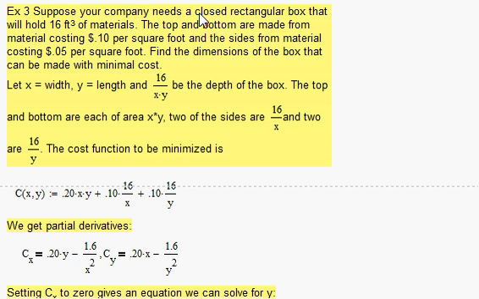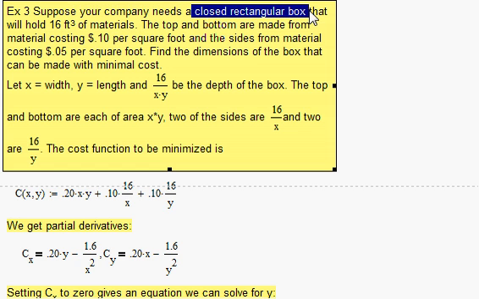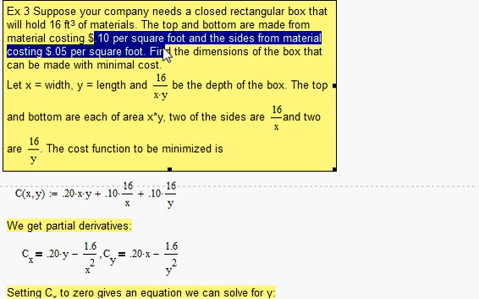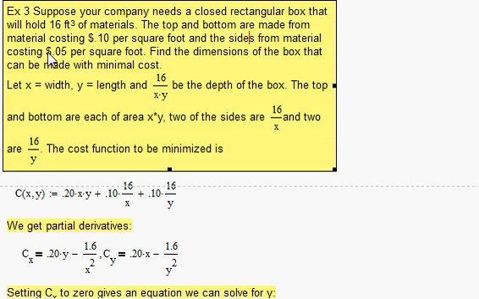So suppose your company needs a closed rectangular box that will hold 16 cubic feet of material. The top and bottom are made from material costing 10 cents per square foot, and the sides from material costing 5 cents per square foot, and you want to make the cheapest box that still holds 16 cubic feet. Save your company some money. So find the dimensions of the box that can be made with minimal cost.